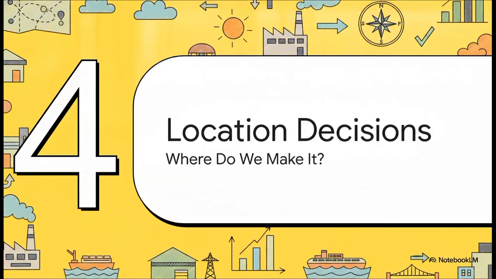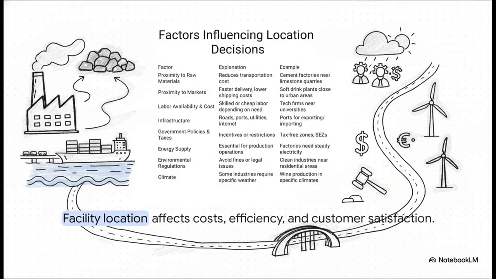So, we know how it's made, but where on earth should we build the factory? Let's decode that in Section 4, location decisions. Facility location is honestly one of the most critical decisions a business will ever make, mainly because it's staggeringly expensive to change once the concrete is poured. That is exactly why companies obsess over these specific factors. They have to weigh the proximity to raw materials, like putting a heavy cement factory right next to a limestone quarry to save on shipping. They also have to weigh local infrastructure, availability of skilled labor, government taxes, and even the local climate.